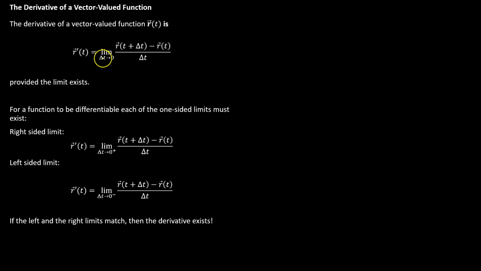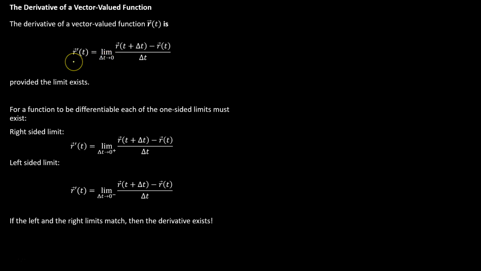I am going to use a delta t to represent the difference between 2 points on our vector function instead of an h or an x minus a. So what we're saying is that we have 2 points on our function r of t in the numerator, spaced apart delta t, and then we're dividing by that same distance delta t in the denominator. To make that go to the derivative, we're letting that delta t limit approach 0.